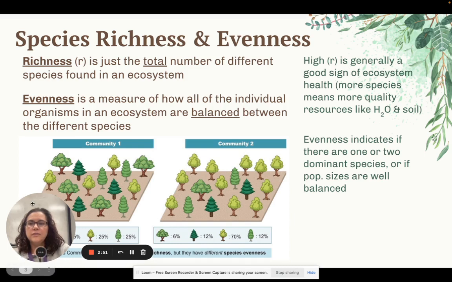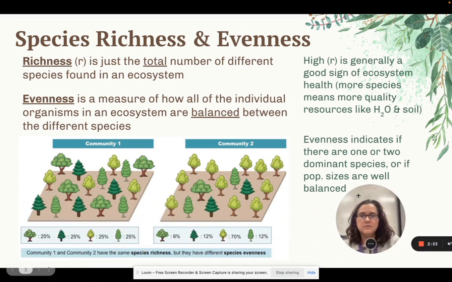So if you're looking at these 2 communities, right? If you look at community 1 and community 2, they all have 4 species. So they all have the same species richness. But if you look at those percentages, community 1 has evenly spread, right? Community 2 seems to have a dominant species in whatever that 3rd tree is. So that's going to have different evenness. So in this case, community 1 is probably going to be a healthier ecosystem.